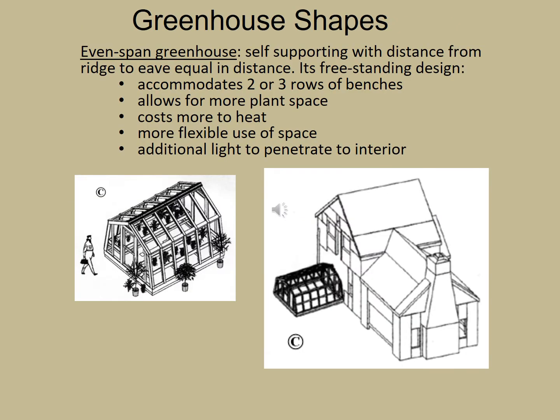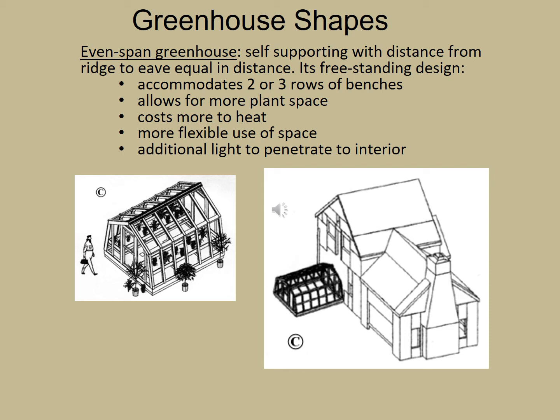One shape of a greenhouse is an even span. It's usually self-supporting. It can be up against a building or freestanding, but it's an even distance between the ridge and both sides. So between the eave and the ridge is equidistant. It's kind of like a typical, very conventional home where the roof line is peaked and it tapers down on the sides. It can accommodate 2 to 3 rows of benches because the sidewalls are usually vertical or close to vertical. So it's a nice space inside to work in.